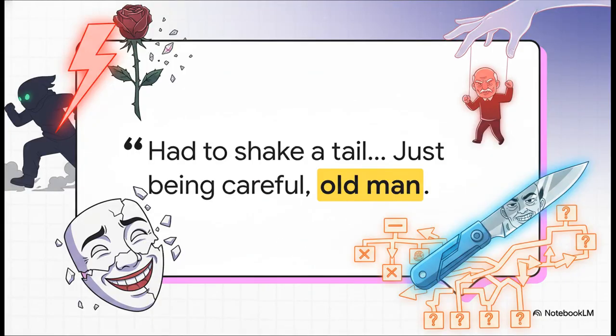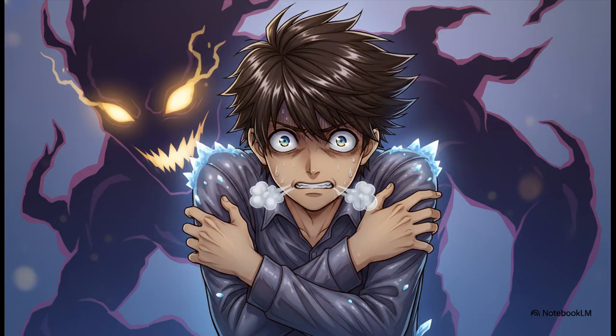Kid's comeback tells you everything you need to know about him. He's got this flimsy excuse, "had to shake a tail," and then he throws in that weak little jab, "old man." You can just feel it, right? That's not real confidence, that's just bravado. It's a total mask for how insecure he's feeling. And this right here is a masterclass in subtext. What's said versus what's meant.